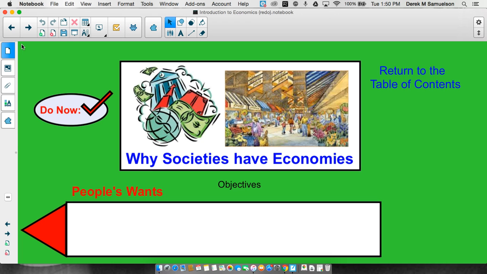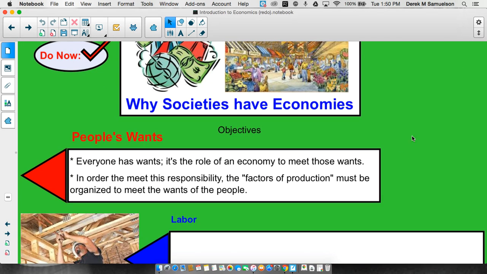Today's lesson is about why societies have economies. So, we're going to be looking a little bit about the money and how it ties us together. Let's look first at people's wants. Well, everyone has wants. What an economy does is figure out ways to meet those wants.